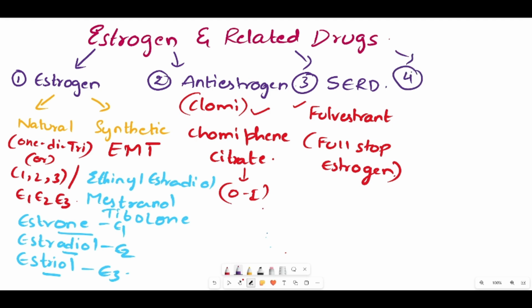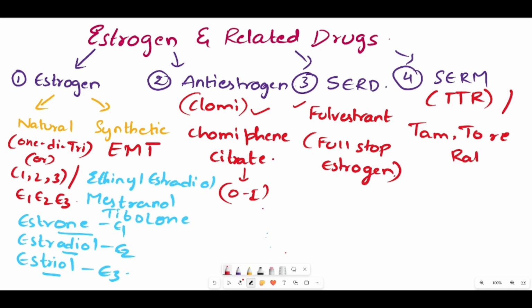Now coming back to the fourth class. So it is SERM, which means selective estrogen receptor modulator. Here we have three drugs. So to remember those drugs, we have the trick here. Either remember it as TTR, or you can remember it as TAM, TOR, Rally. Now let's see the names of it.